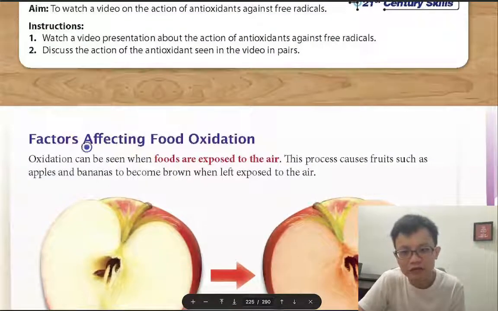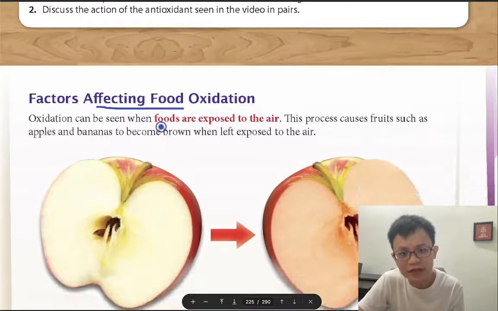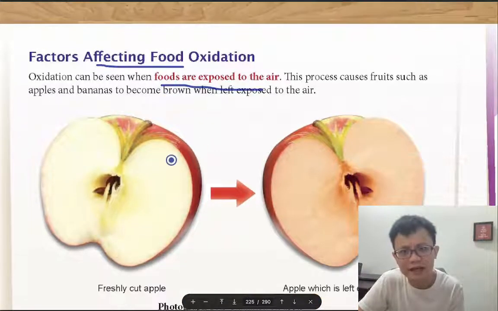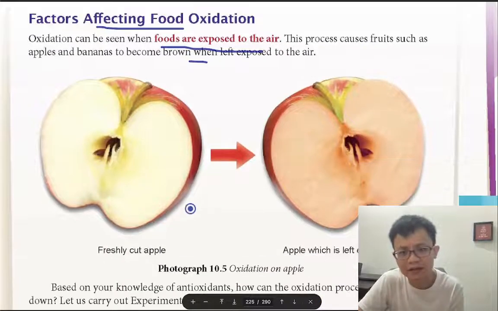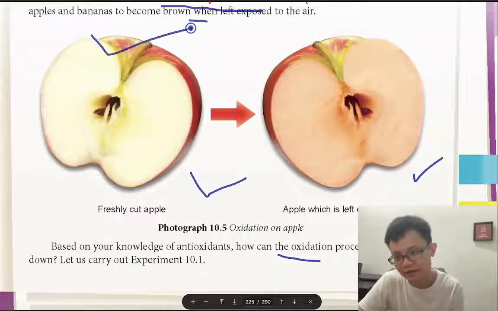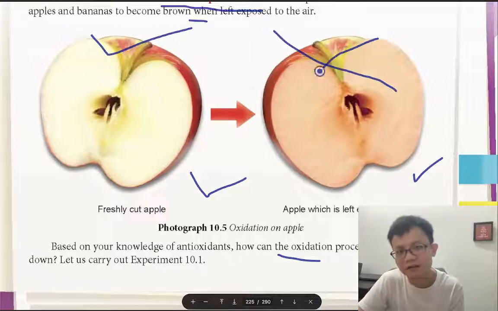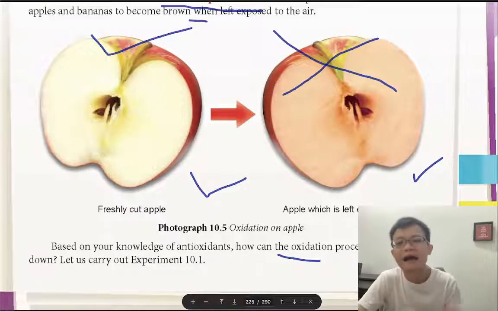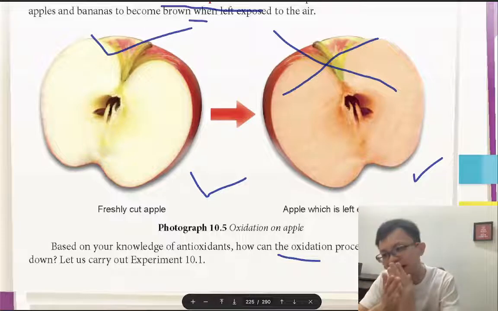Factors of affecting. So what are the factors that affect oxidation? If the food is exposed to air for too long, you can see the apple, then the apple becomes brown in color. A fresh apple cut becomes brown. So the oxidation occurs. So which one is more healthy? This one is more healthy. This one is not healthy. So that is why after mommy cuts the apple, eat it faster.